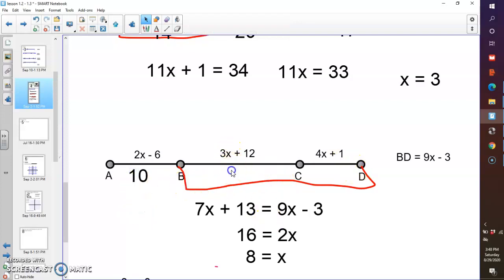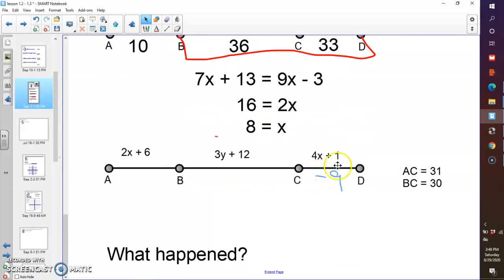3 times 8 is 24. 24 and 12 is 36. And then 4 times 8 is 32. 32 and 1 is 33. So 33 and 36 is 69. Well, 9 times 8 is 72. And 72 minus 3 is 69. So it does check out.